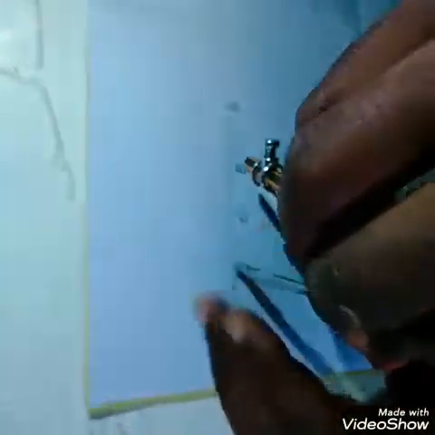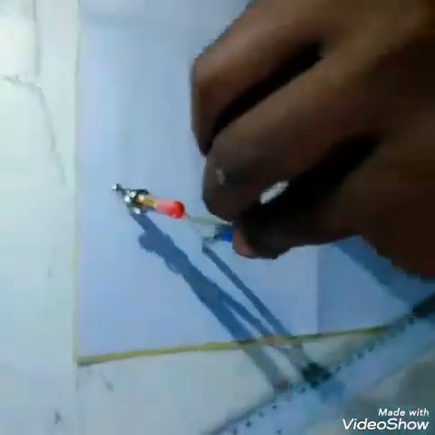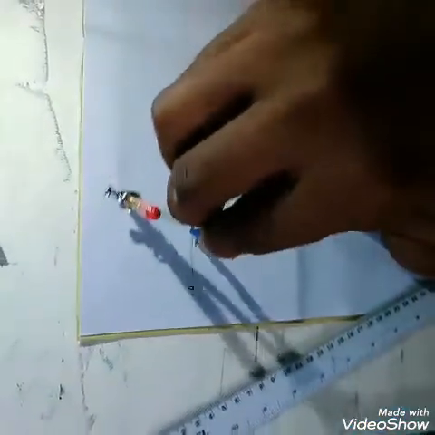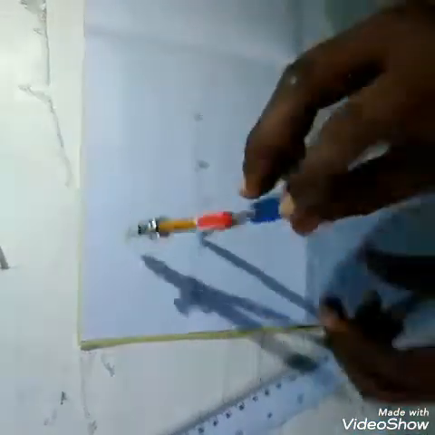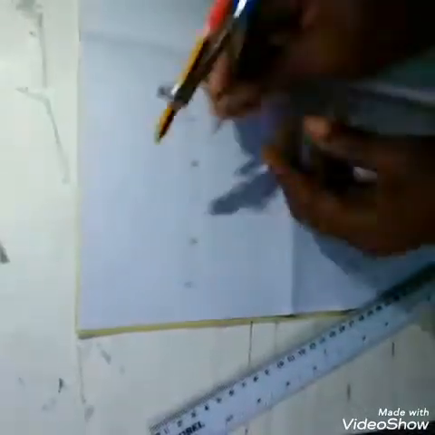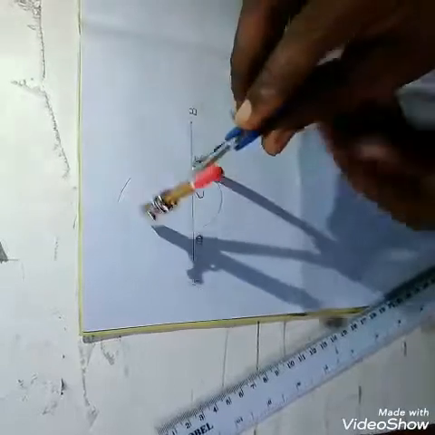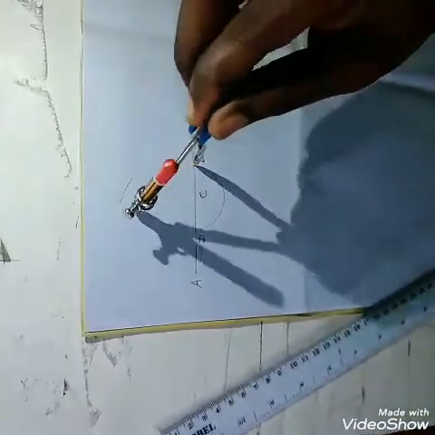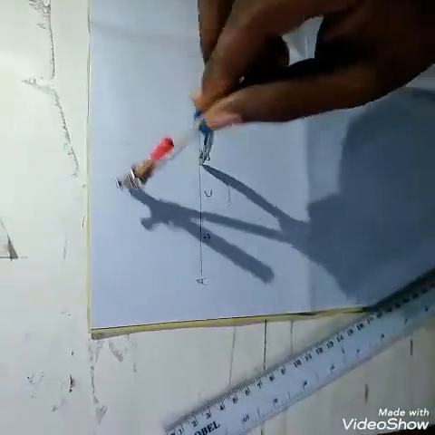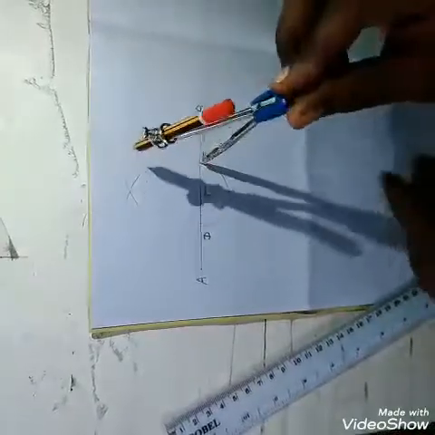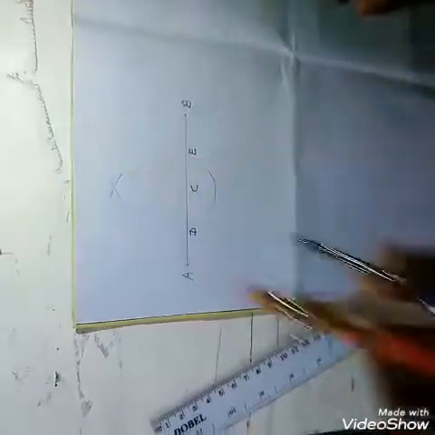and with any convenient radius, draw an arc at F. Let us say our F should be here. Are you all seeing it, students? Now, at center E, draw another arc to intersect at point F. Are you all seeing that now? I hope you are doing it, students. So that's exactly what it is.